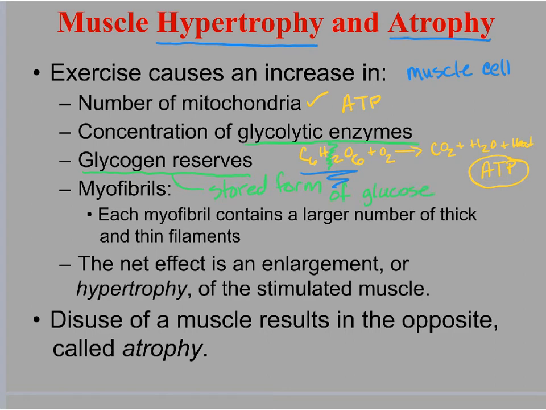So your muscle cells go, well, in order to make more ATP, I need more glucose. I better store more glucose inside of my muscle cells. So you have more mitochondria being created inside the muscle cell. You have more glycolytic enzymes building up inside of a muscle cell. And your muscle cells are increasing the amount of glycogen that they store inside of the cells. That causes the individual muscle cell to get larger.